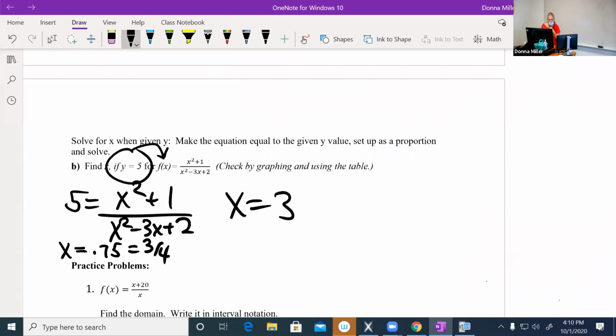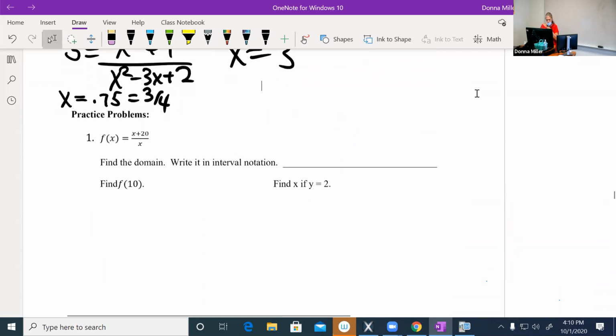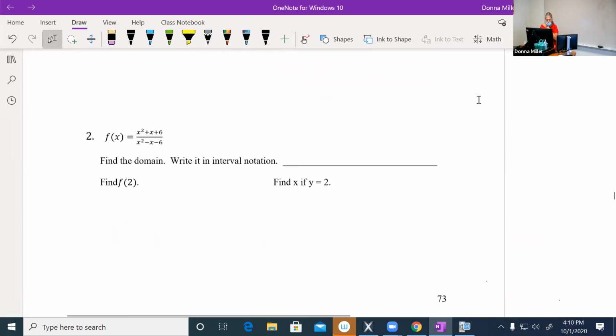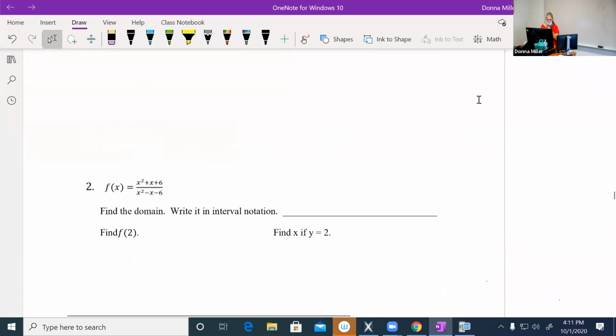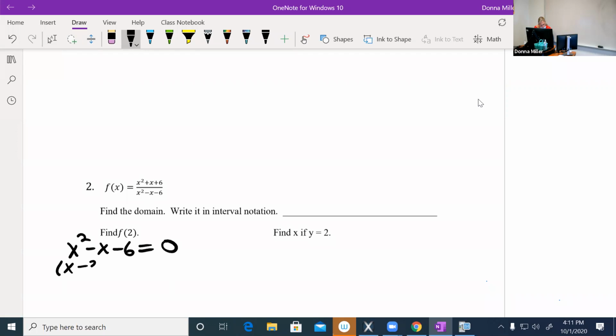Otherwise, I'm going to do a little bit more algebra. All right, she's got some practice problems. Look, we're going to do this one here to start. This is how they combine it all into one thing. We want to find the domain, find f of 2, and find x if y equals 2. So this is kind of putting it all together. I'm going to take the bottom and set it equal to 0. And that'll factor. x squared minus 3x plus 2.